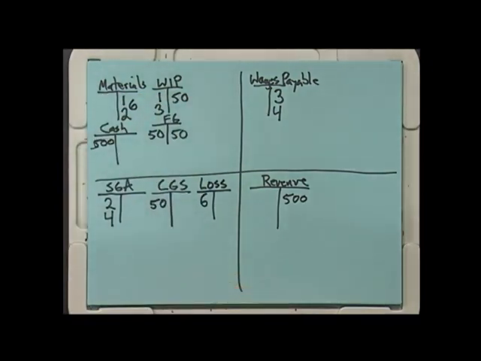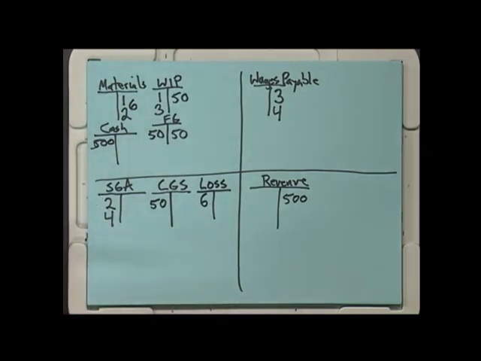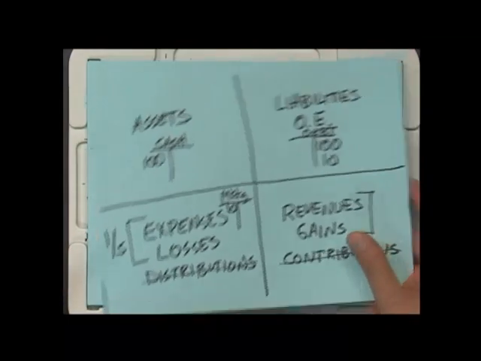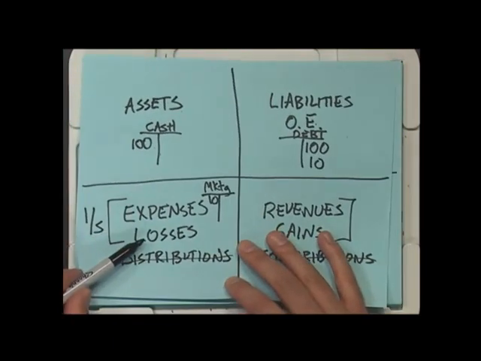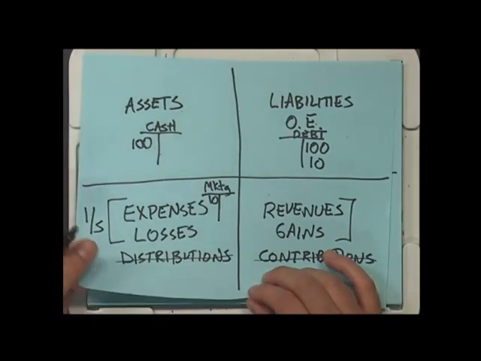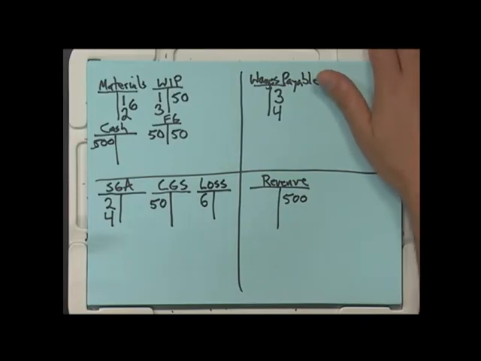Okay. So I just want to now clarify a couple things. You'll see that down here we have 3 different accounts in the bottom left, which we said before was for expenses and losses, and distributions, but we haven't had any of those. But I didn't really talk about the difference between expenses and losses.